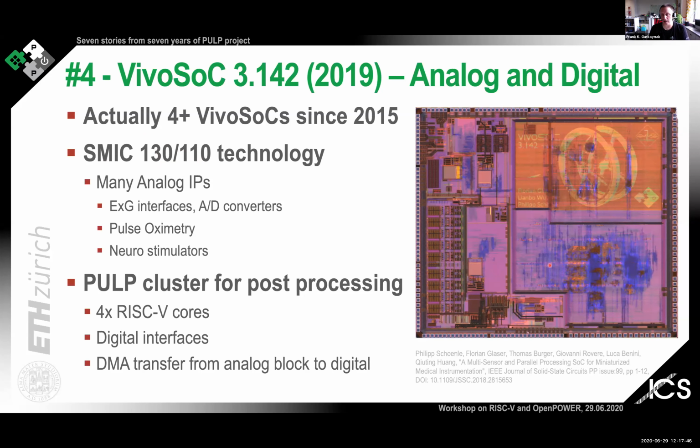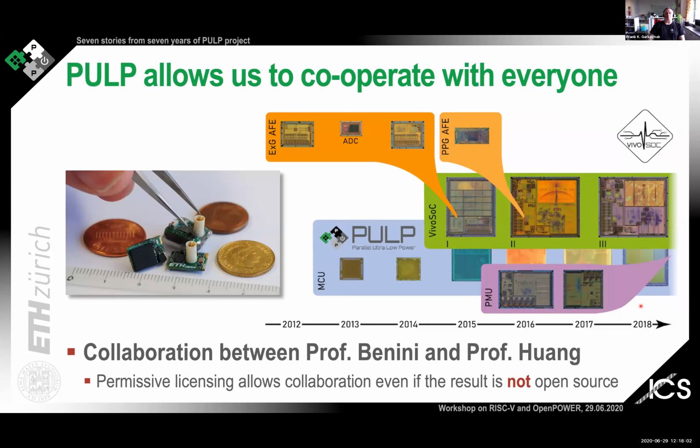But what you see here on the right-hand side is actually the similar PULP cluster with 4 RISC-V cores, a number of memory that can provide the digital interfaces and also have post-processing for the analog signals that was collected. Now, the important thing is that PULP allows us to cooperate with basically everyone. So this is a collaboration between our group, Professor Benini and Professor Huang, another professor at the same department.